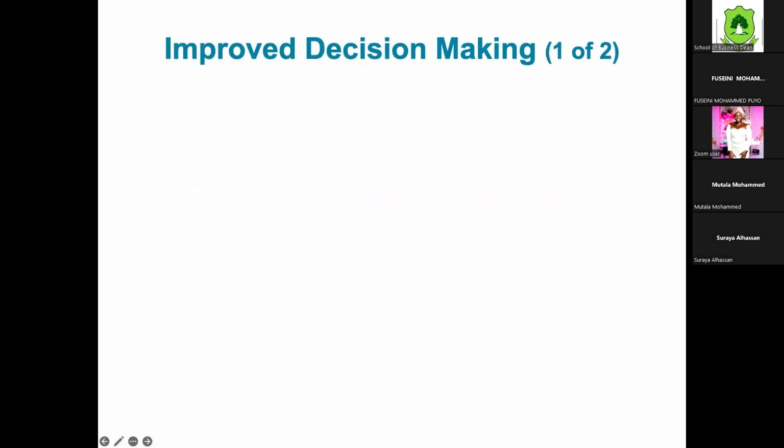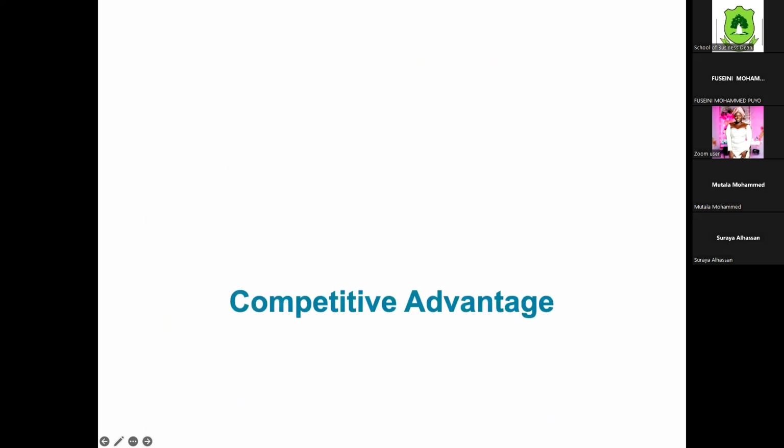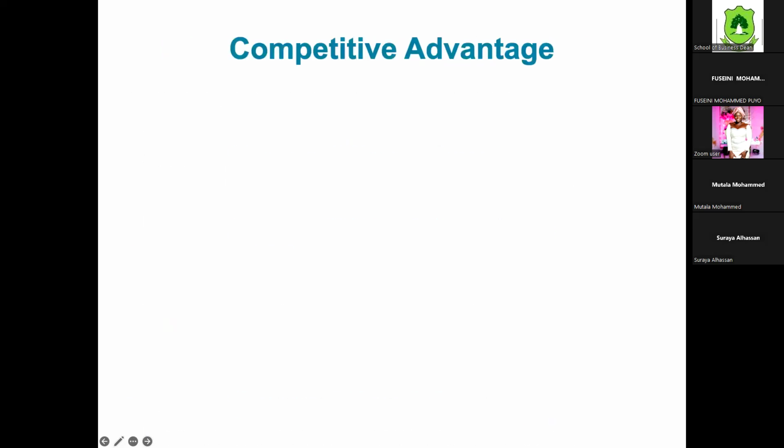Then improve decision making. In fact, even in our definition of what? The management information system, it ends with this. Yes, it's very critical. Okay. Then this one.